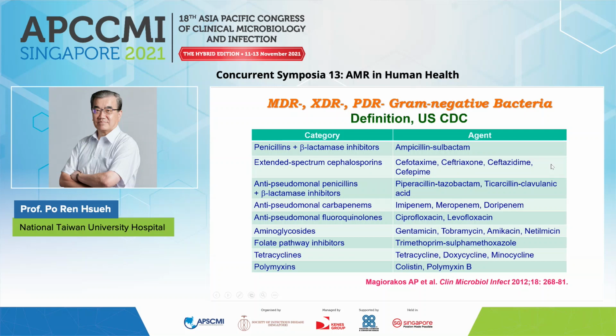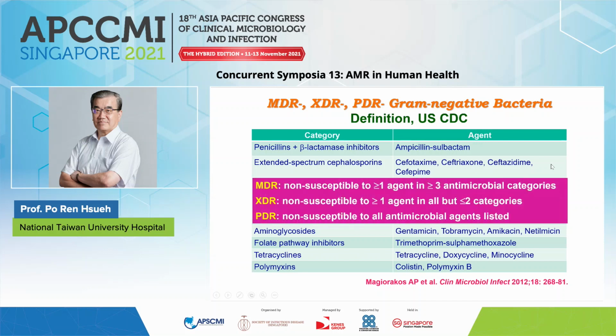In general, in the hospital laboratory, we have a couple of different categories of antimicrobial agents. For example, we have penicillin plus beta-lactamase inhibitor, extended-spectrum cephalosporin, anti-Pseudomonas penicillin plus beta-lactamase inhibitor, anti-Pseudomonas carbapenem, and anti-Pseudomonas quinolone, aminoglycoside, sulfonamide drugs, tetracycline group, and polymyxin. So in the hospital formulary, we can have different kinds of antimicrobial agents in each category. So defining MDR, XDR, PDR should be based on the formulary in your own hospital.